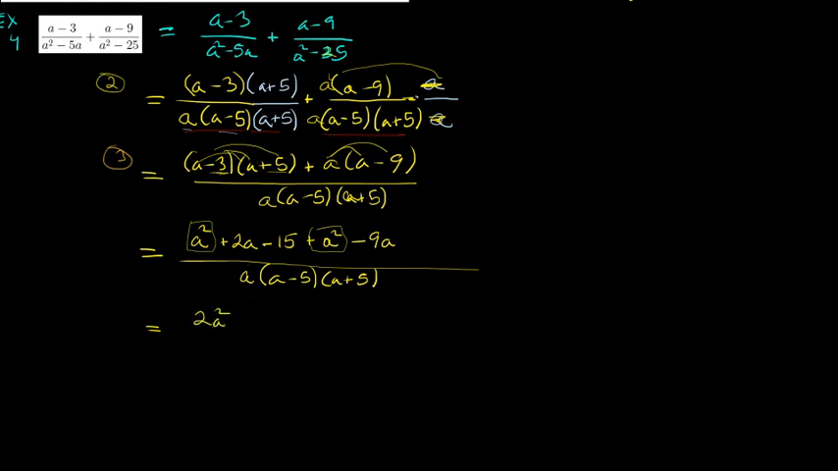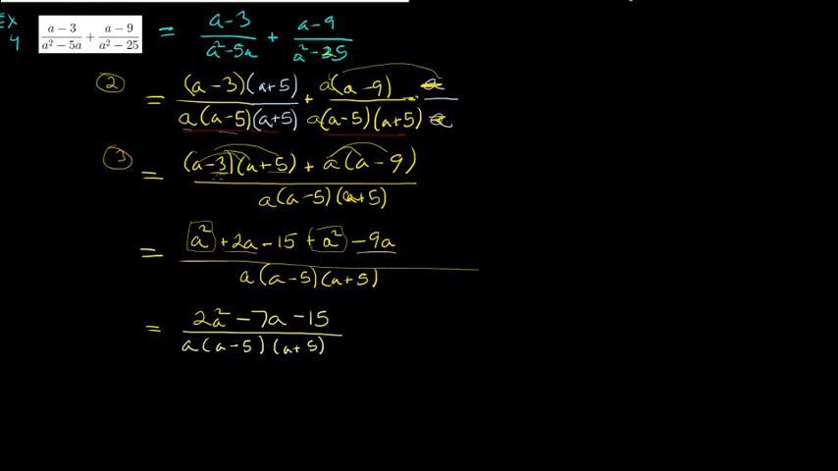Now we also have this 2a minus 9a. So 2 minus 9 is negative 7, right? So negative 7a, and then minus 15. All over, again, let's just copy down the denominator. We're not trying to multiply that out. Right, a times a minus 5 times a plus 5.